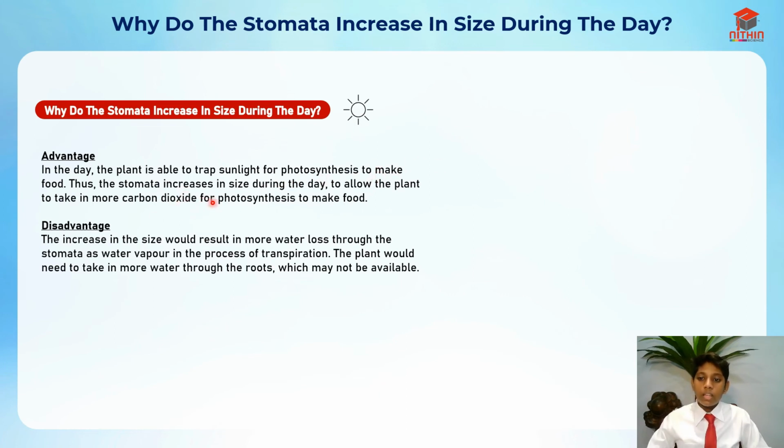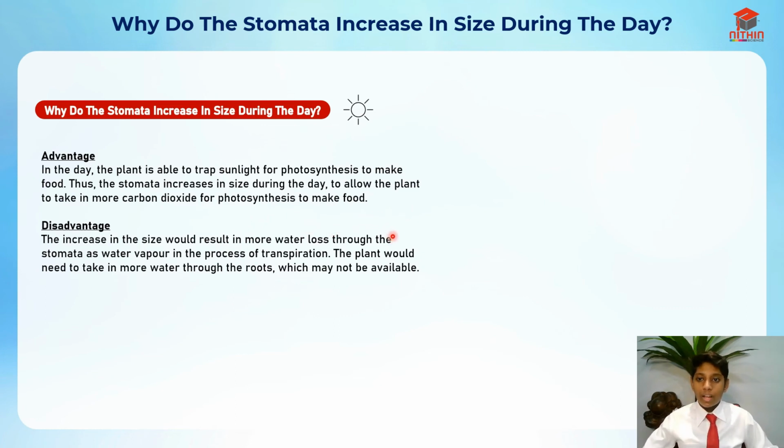Thus, the stomata increases in size during the day to allow the plant to take in more carbon dioxide. Because you know, for photosynthesis to happen, when there's more carbon dioxide, it makes more food and it makes food faster as well. So it takes in more carbon dioxide for photosynthesis to make food.